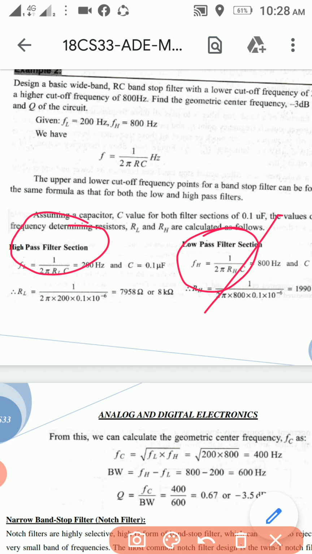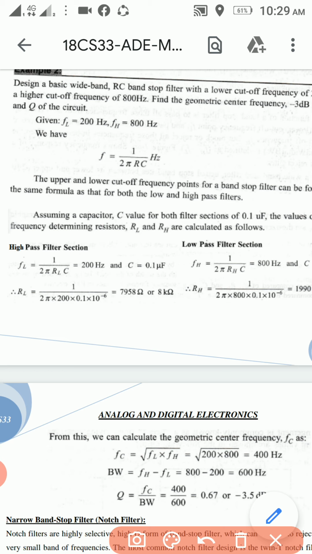Here it is mentioned that the lower cutoff frequency is 200 hertz and the higher cutoff frequency is 800 hertz. The higher cutoff frequency is always for the low pass filter, and the lower frequency is for the high pass filter section. Once you know which frequency is for which filter, applying this formula, we know FL but we don't know RL and we don't know RH.